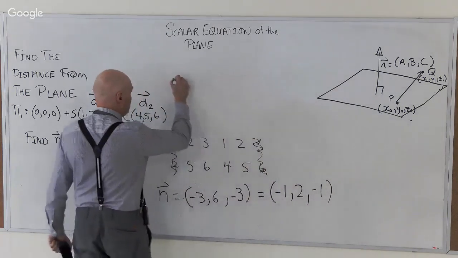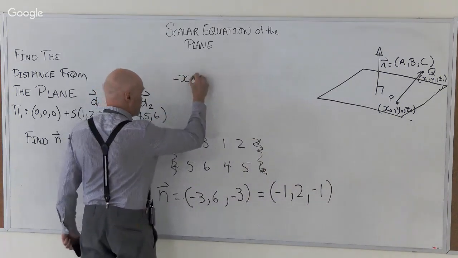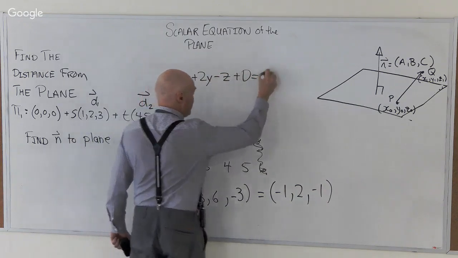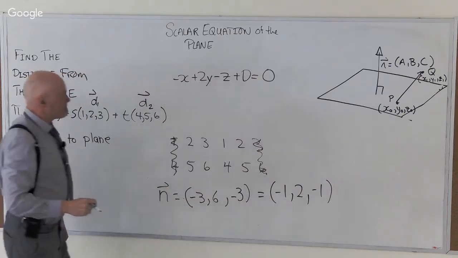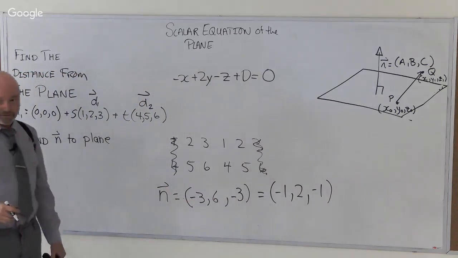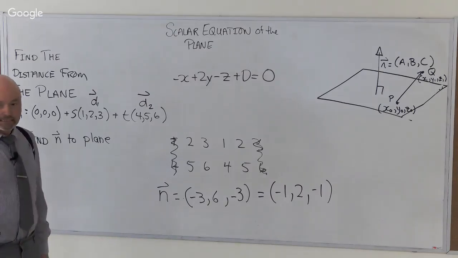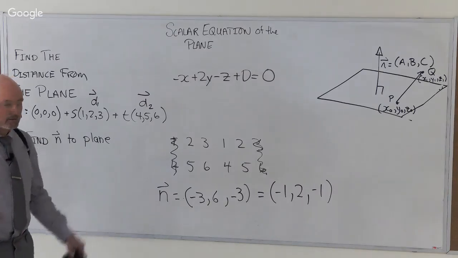So, -x plus 2y minus z plus d is equal to 0. Oh, darn it. There's that darn d again. It's got d right in the name. How am I going to calculate d? I need a point on the plane. Any ideas?